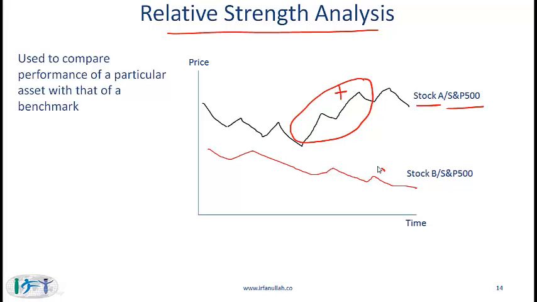On the other hand, in the same time period, stock B is weak relative to the S&P 500 because the graph is going down. So this means that if stock B is going up but not as much as the S&P 500, then clearly stock B is weak relative to the S&P 500.